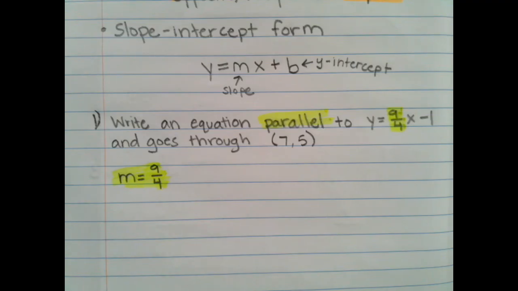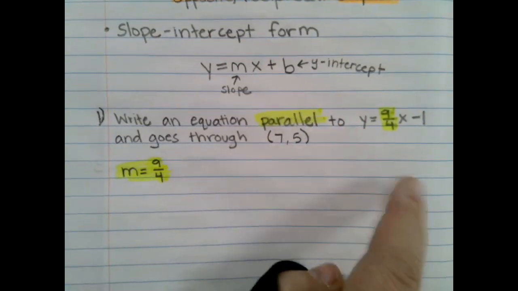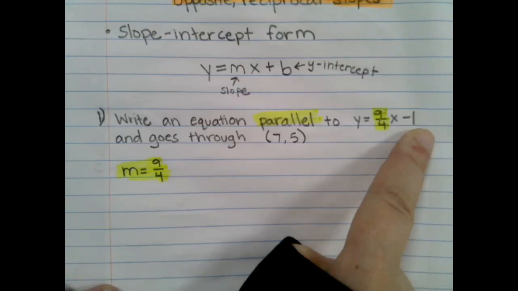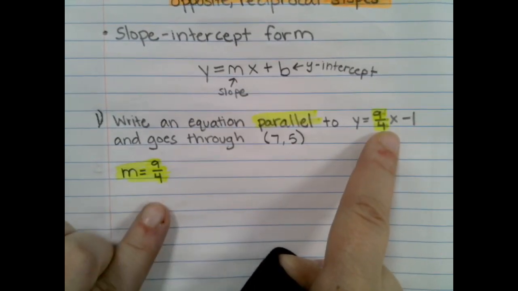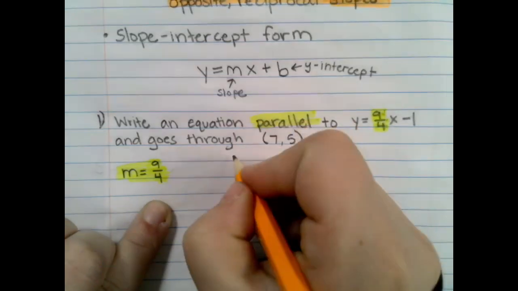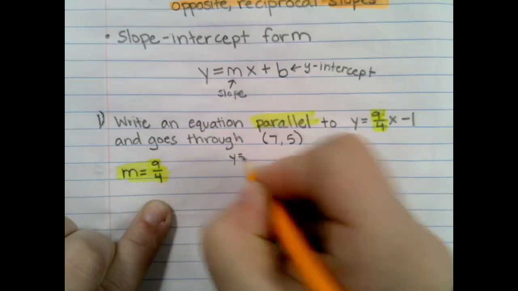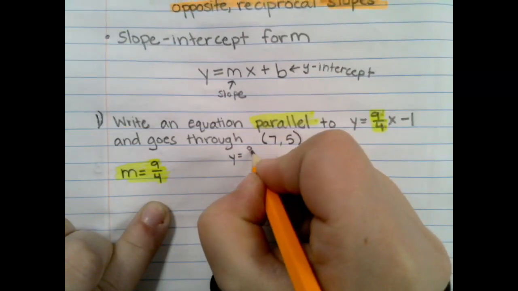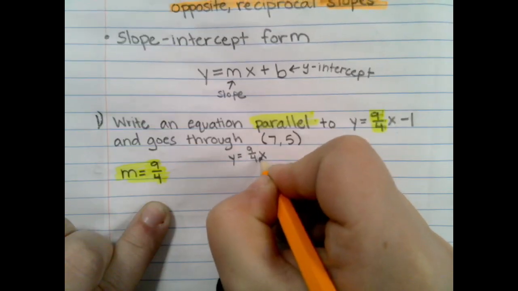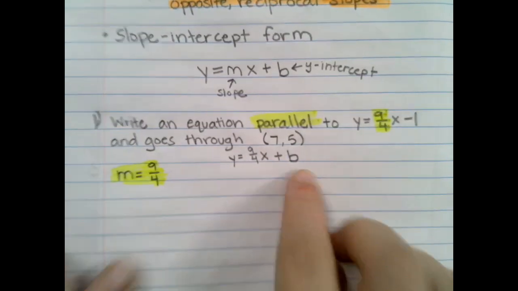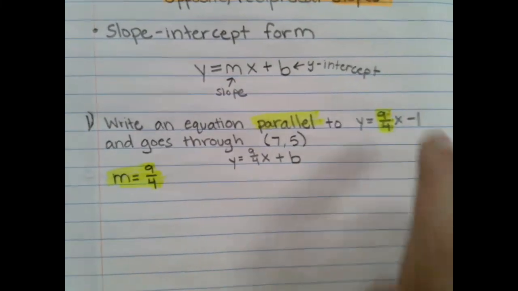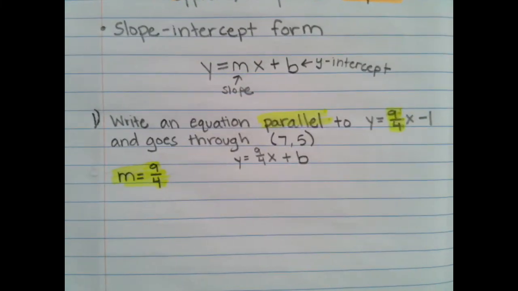So now what we're going to do is we need to find a new b. The b is no longer going to be -1. We need a new b so that it's a new line but the same slope. It's a parallel line. So we're going to write y equals, I'm going to keep that m, 9/4x, and then I'm going to write plus b. We don't know that b yet. Originally the b was -1, but now that b is going to change.